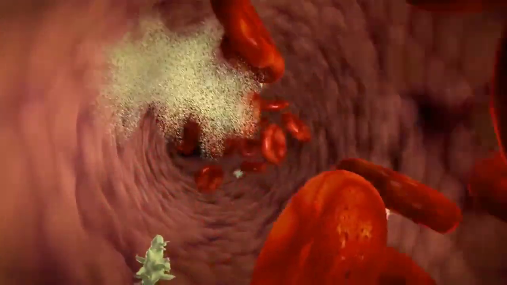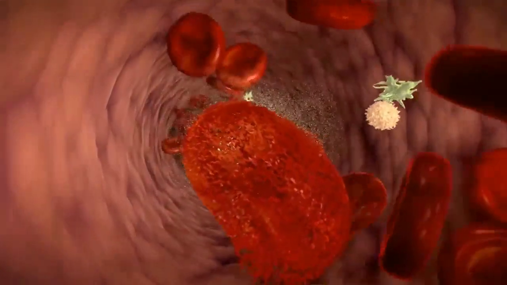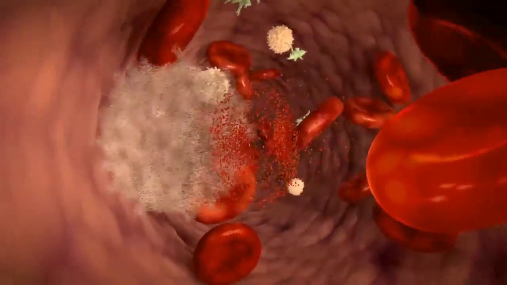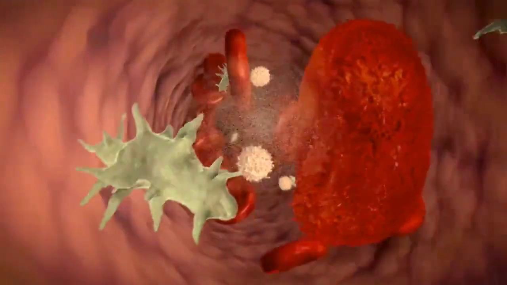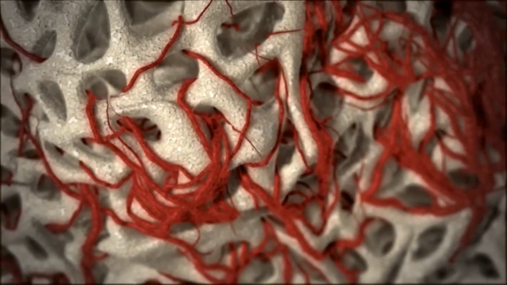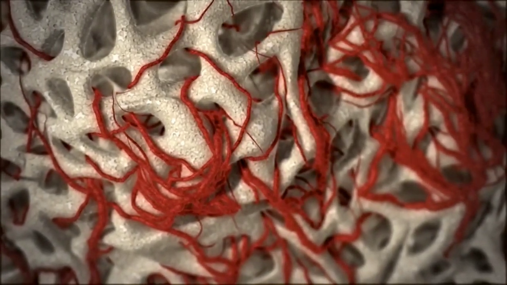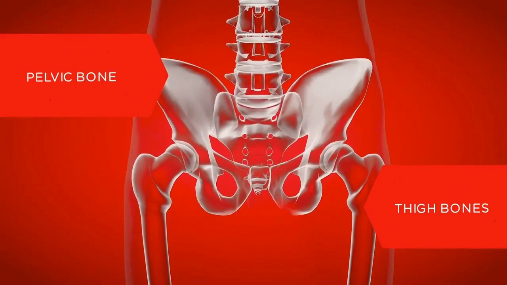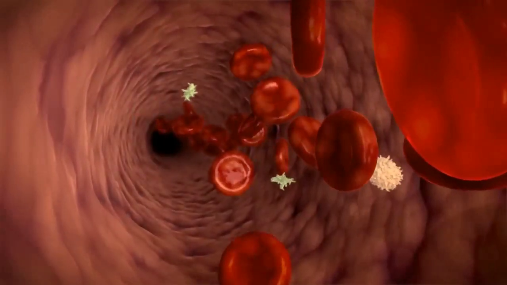Myeloma, or multiple myeloma, is a cancer that develops in plasma cells, which are a type of white blood cell that produces antibodies to help fight infections. In myeloma, abnormal plasma cells accumulate in the bone marrow, interfering with the production of normal blood cells and leading to problems like weakened bones, anemia, and kidney damage.